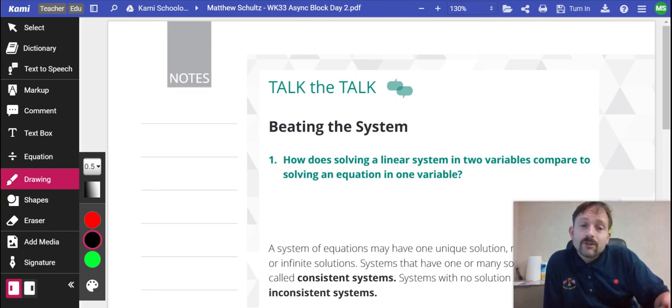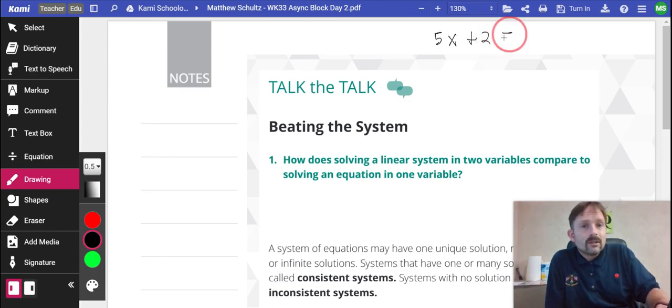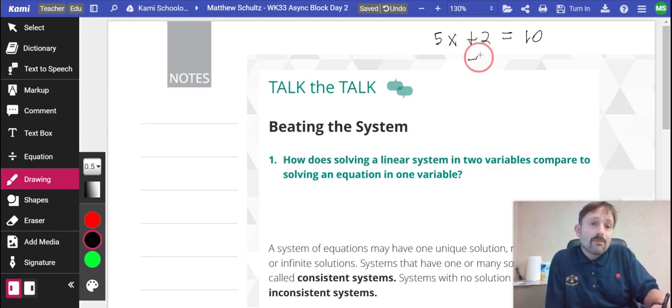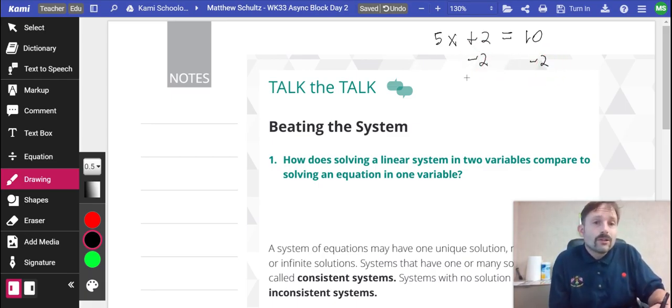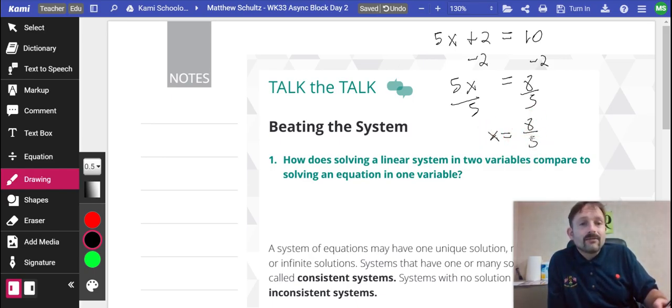How does solving a linear system in two variables compare to solving an equation in one variable? Well, in either case, we are going to be solving for a variable, isolating for the variable. For example, if I had 5x plus 2 is equal to 10, I want to do my subtraction and my division properties of equality in order to isolate for the variable. The variable in this case would be x. So now I'm using my division property of equality. I'm going to get x is equal to 8 divided by 5. So we isolate for the variable.